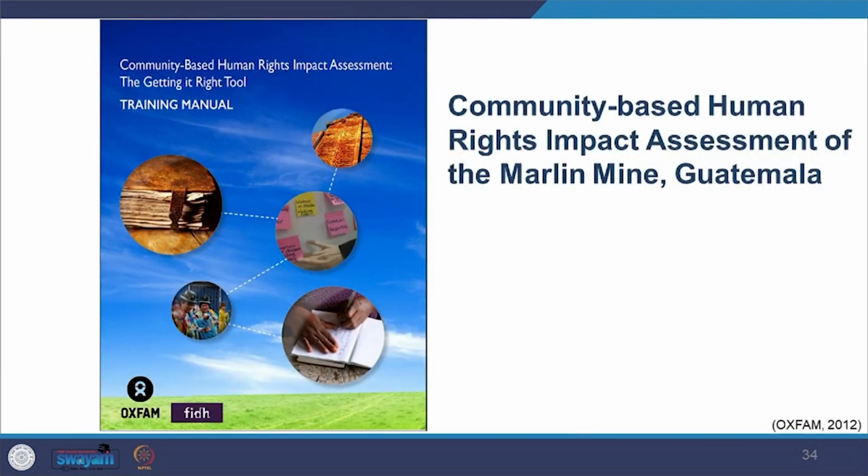You may also find web-based tools. So there are tools which are available to really work out the community-based human rights impact assessment, and this you can get with the training manual. I've provided the list for you here: community-based human rights impact assessment.